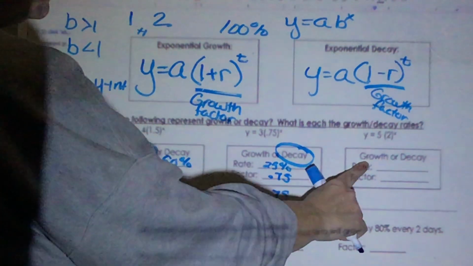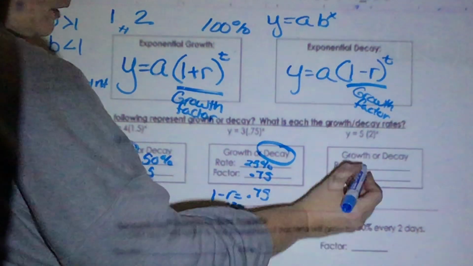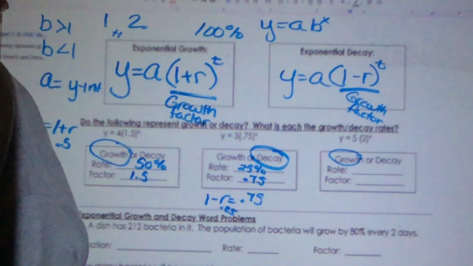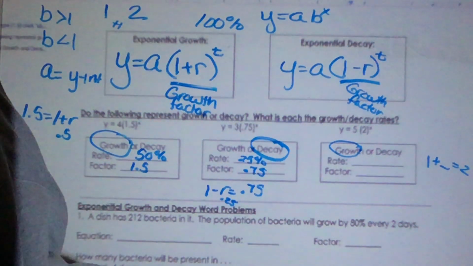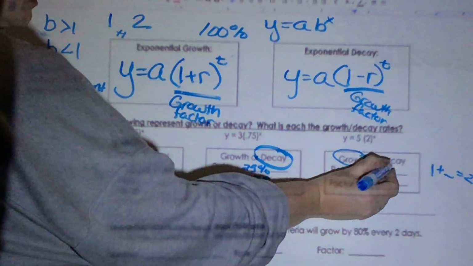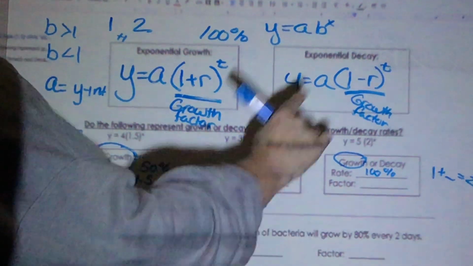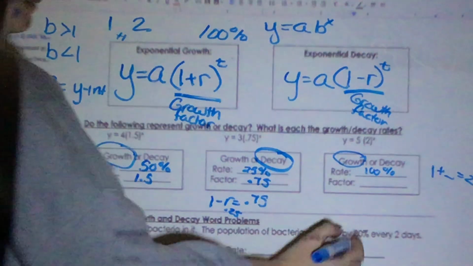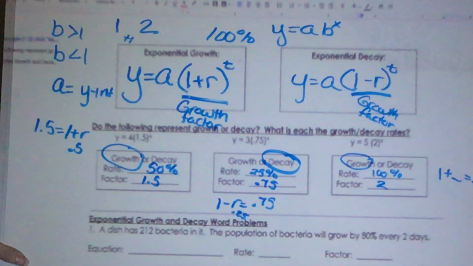For the final one, my number inside parentheses is greater than 1, so I know it is growth. My rate is 1 plus what would give me 2, and that would be 1, but I'm going to change it to a percentage. So that's 100%. If something increases by 100% of itself each time, that means it's doubling. The growth factor is 2.